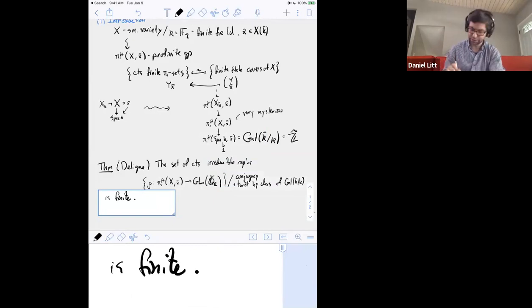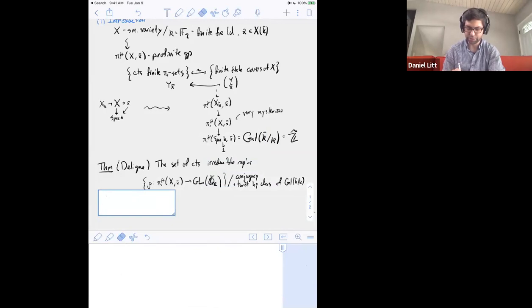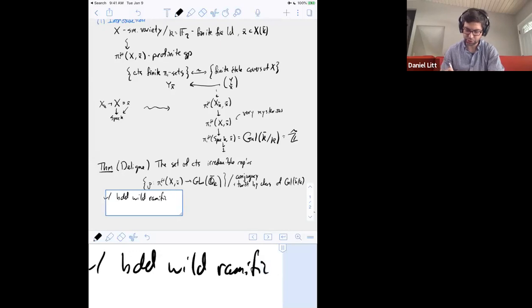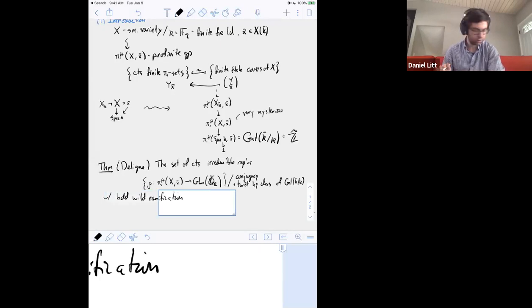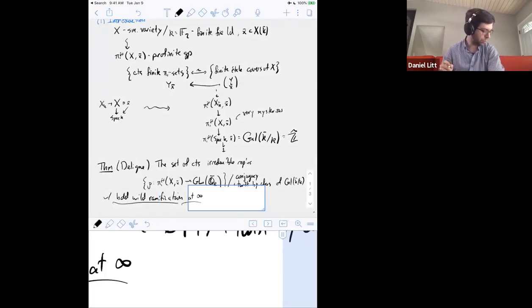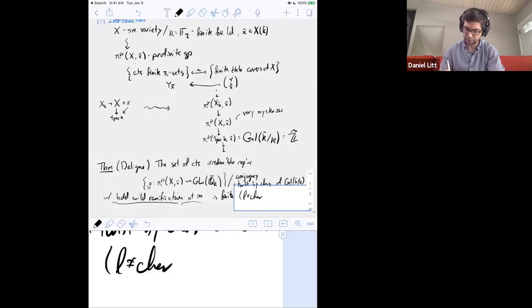Okay, so that's not quite true. So we need one more condition, which I'll explain now. It's finite if we impose the condition that there's bounded wild ramification. And if you don't know what that means, that's okay. I'm going to explain in a second. At infinity, okay. And it's this set, the set of representations with bounded wild ramification, which is finite, as long as l is not equal to the characteristic of the ground field.